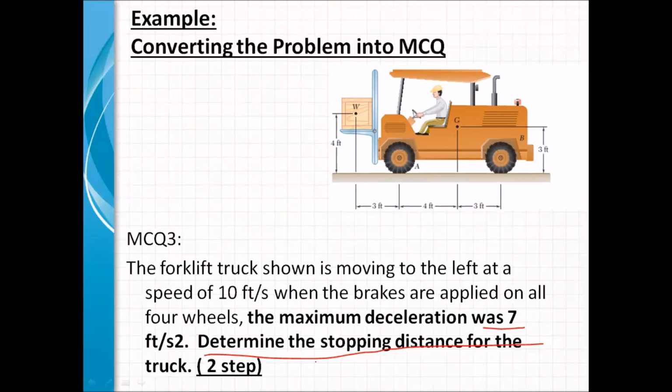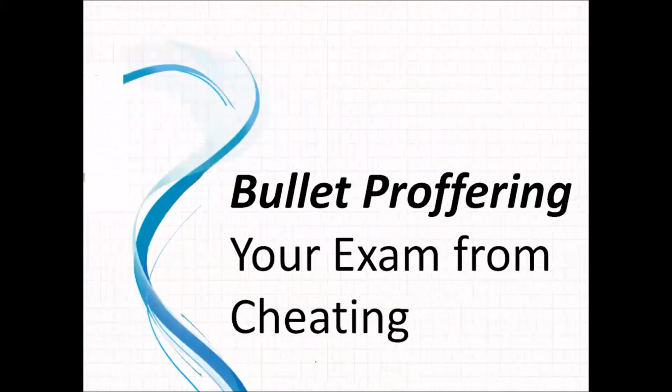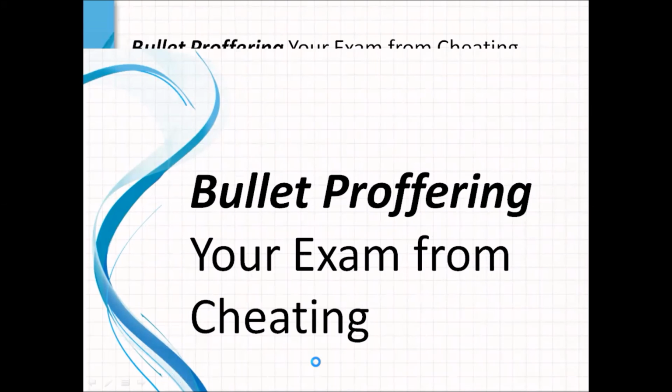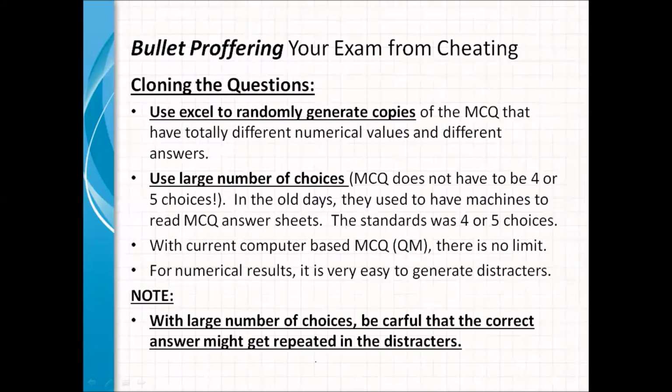We have shown now how we divided the problem into 3 sub-problems. Now, how to bullet-proof your exam from cheating. That's very interesting. First of all, simply by cloning the questions. Basically, I use Excel to randomly generate copies of the MCQ that have totally different numerical values and different answers. So this way, nobody can copy the answer from any other student. How can we do this? Also, we can use a large number of choices.